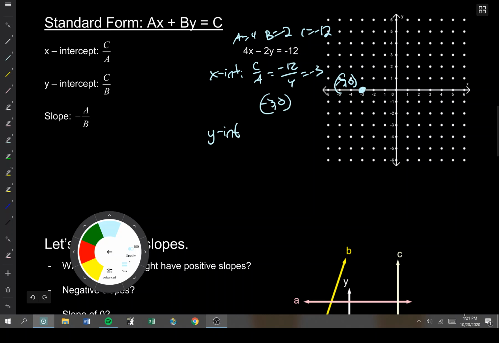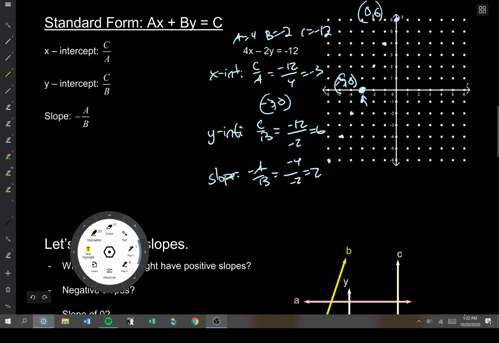Next I'll do the y-intercept. The y-intercept is C divided by B, which is negative 12 divided by negative 2, which is positive 6. So the y-intercept is here at 0, 6. 2 points make a line, and so from there I can actually just graph the line. I can also find the slope. The slope is negative a over b, which is negative 4 over negative 2, which is 2. So I can, from one of these points, like from this point here, do a few more dots, up 2, right 1, up 2, right 1, or down 2, left 1, down 2, left 1.